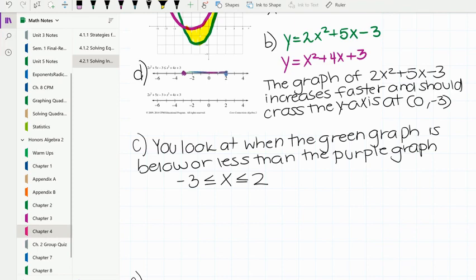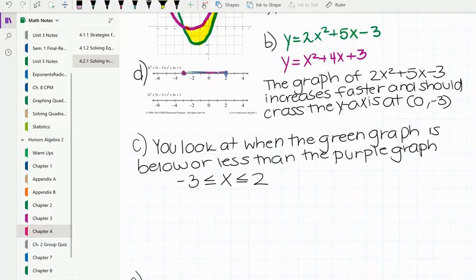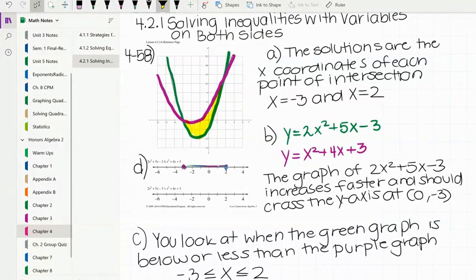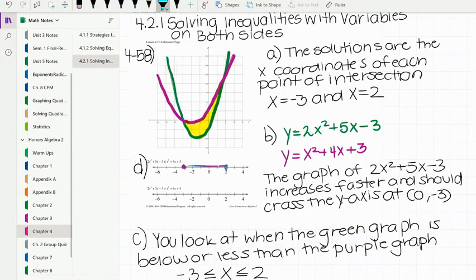Then looking at problem E, it says, what about the inequality 2x squared plus 5x minus 3 is greater than x squared plus 4x plus 3? What are the solutions to this inequality? Represent your solutions algebraically and on the number line. So now we want to know the opposite: when is the green graph above the purple graph? And it's when it's right here and right here.